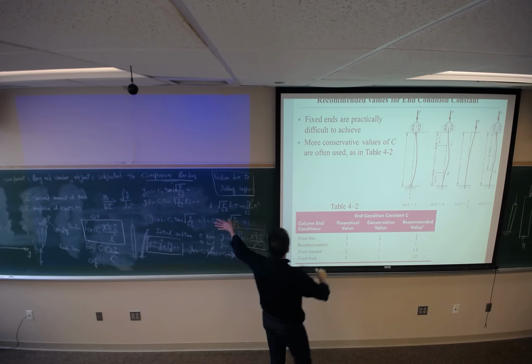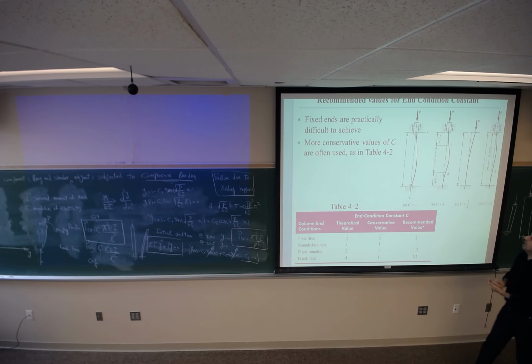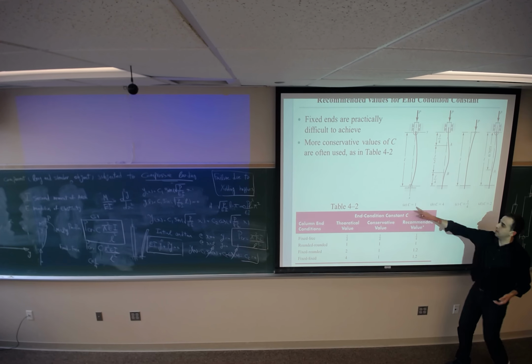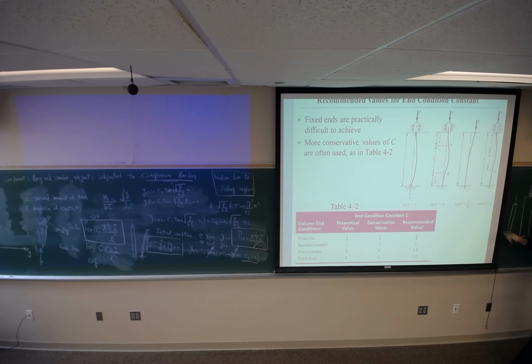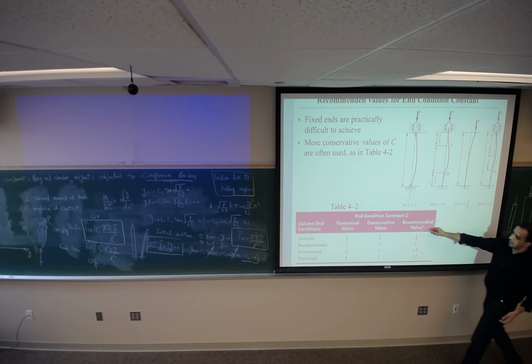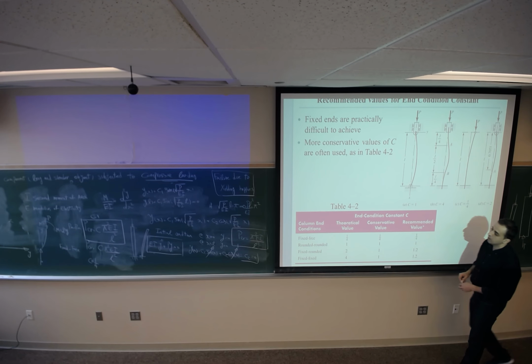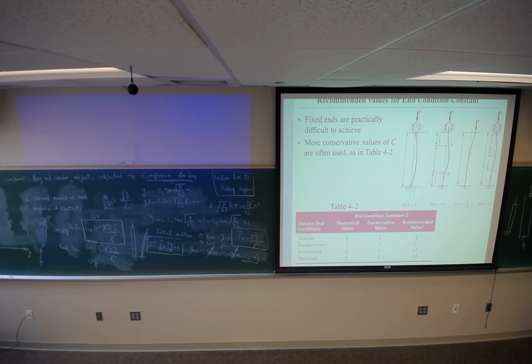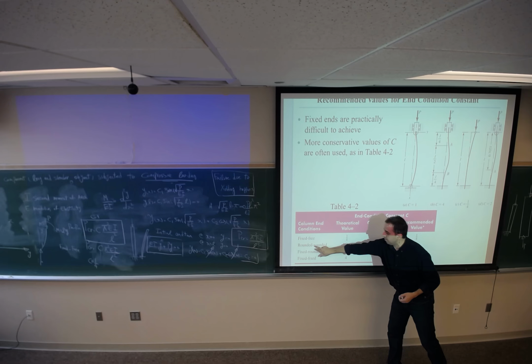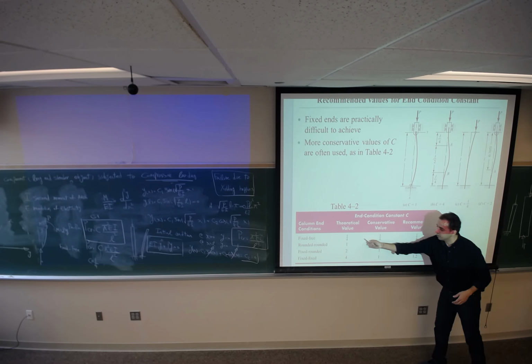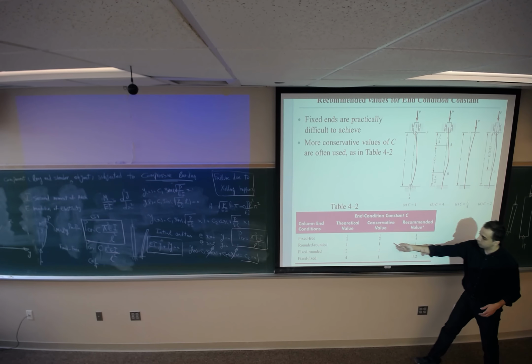These values that we calculate are theoretical: 1, 4, 0.25, and 2. But there are some recommended values and conservative values for these different types of columns. For the fixed-free and pin-pin, they are not going to change: 0.25, 1 and 1 are going to be the same.